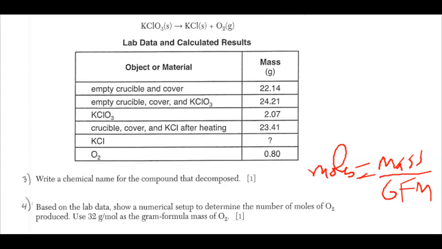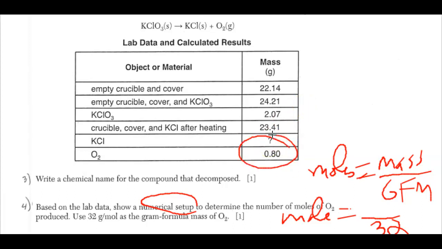All right, numerical setup. All that means is you are going to plug the numbers into the equation. Now we're looking for moles. The gram formula mass is given as 32. That goes in the bottom of the fraction, and I need the mass of the oxygen. Let's take a look. Well, guess what? Look at this. You didn't even have to calculate anything. You're given the mass of the O2 here, listed as 0.80 grams. That 0.80 goes right here, and you're done. You don't even have to calculate the answer because you're asked for numerical setup. All right, let's keep going.